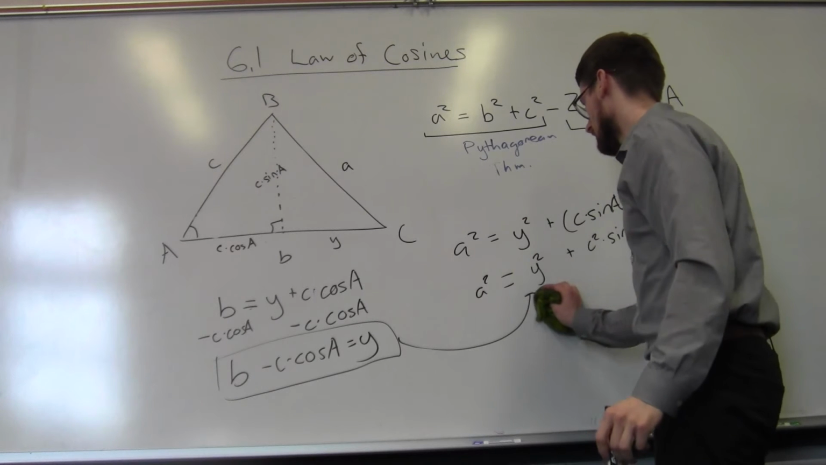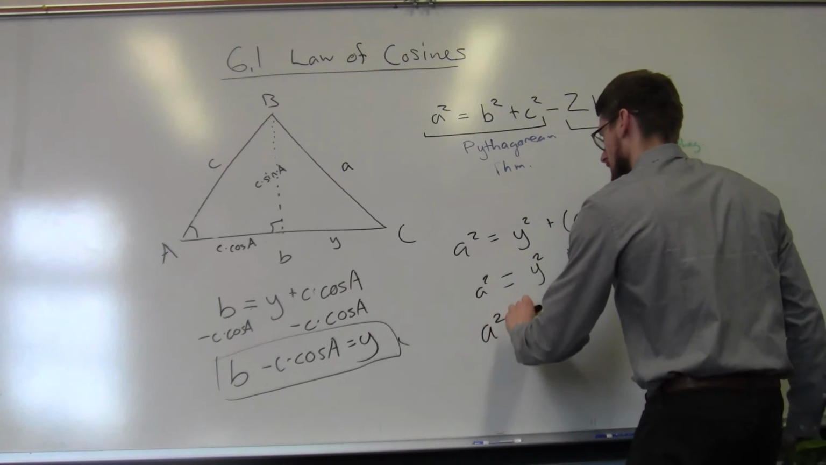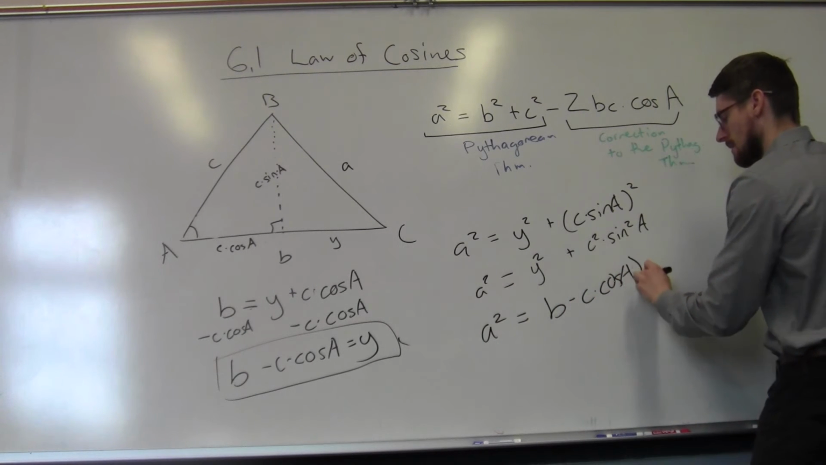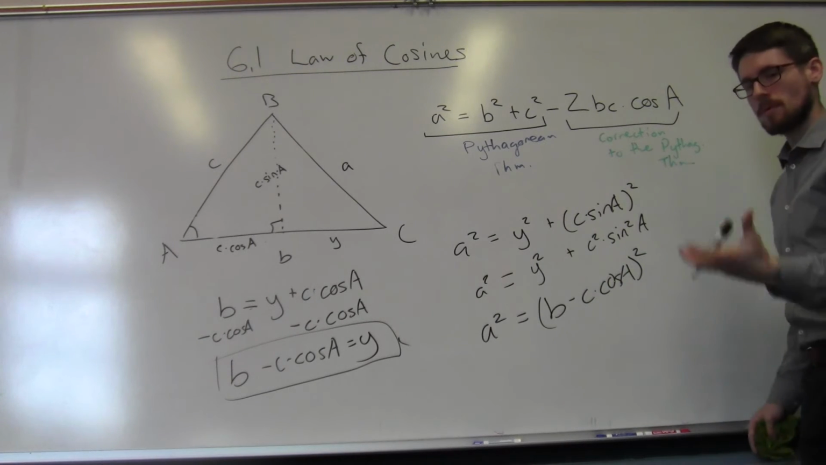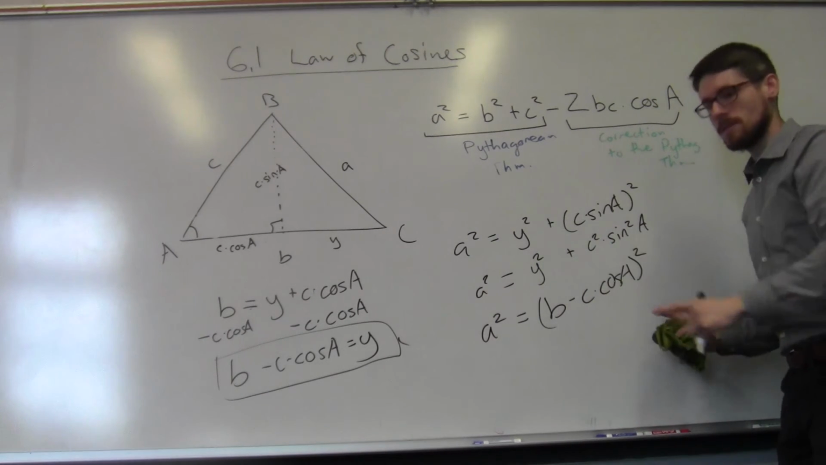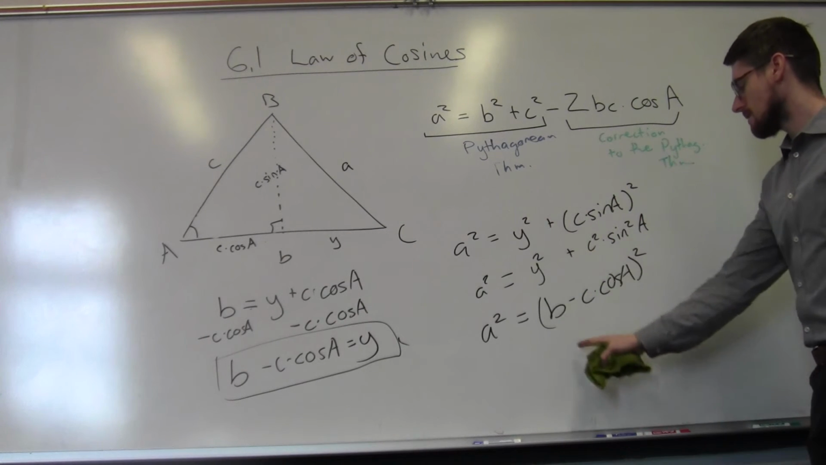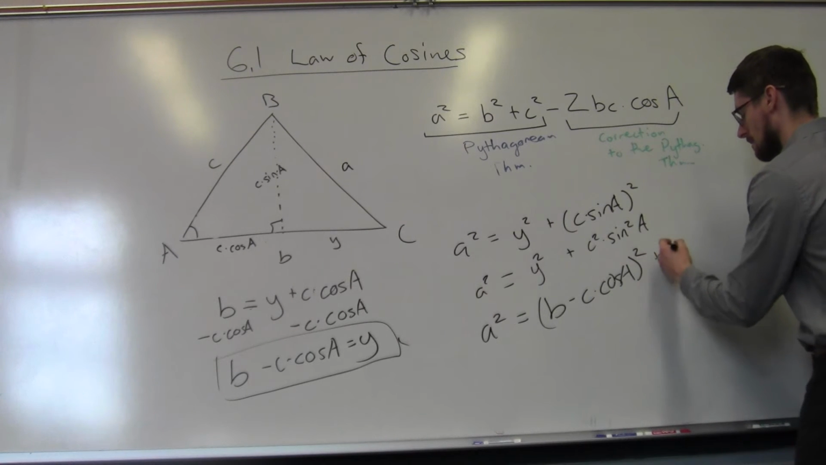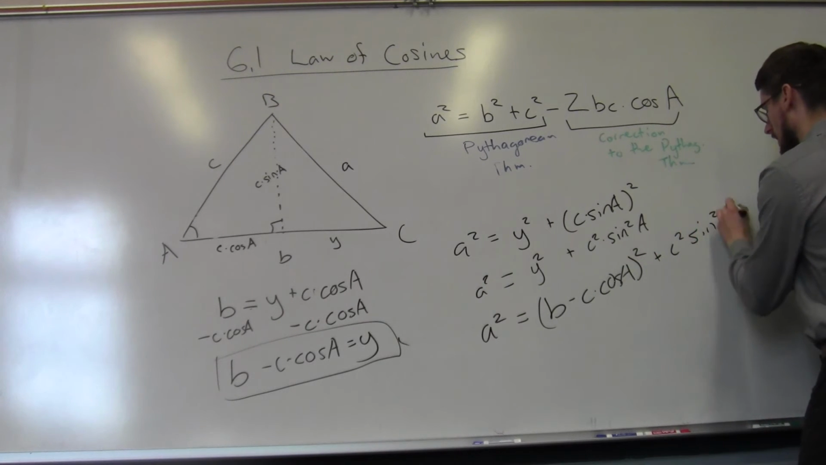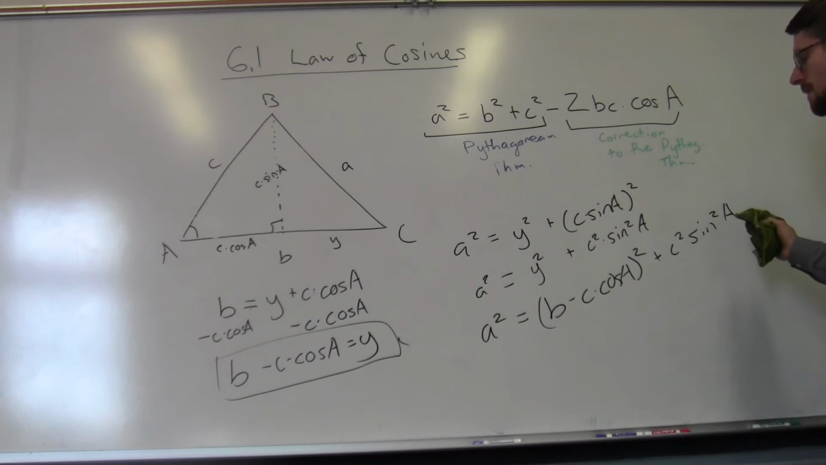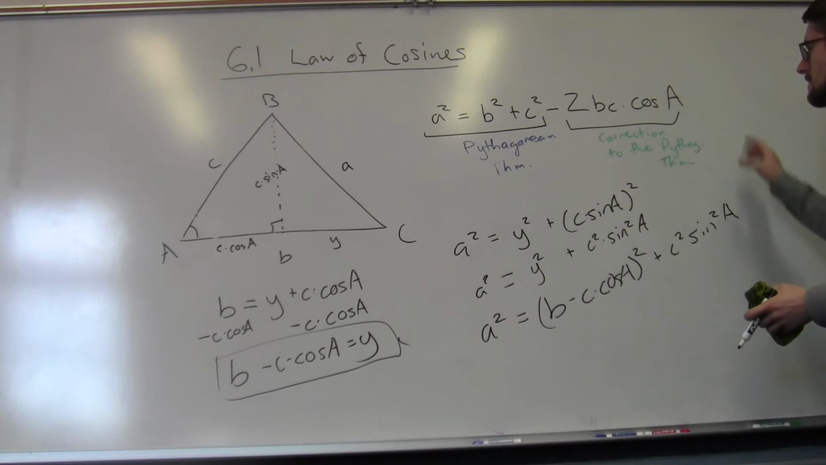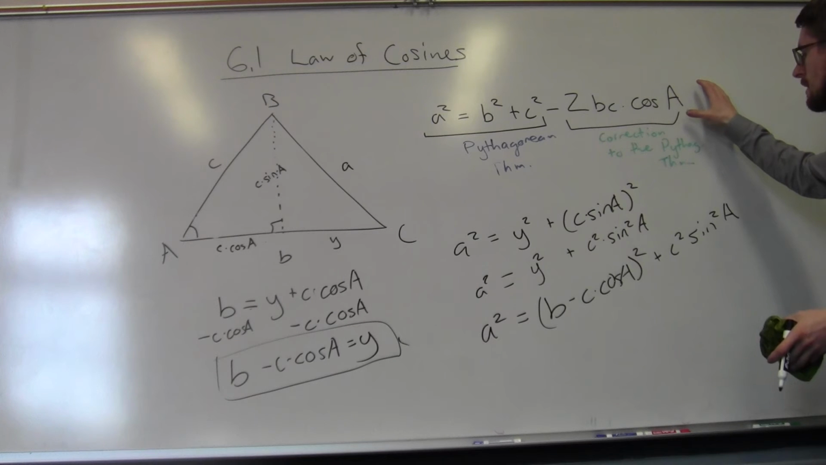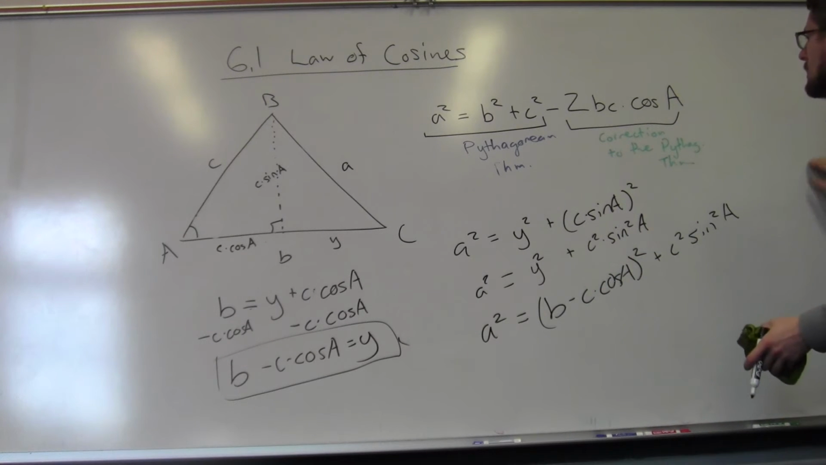So what do we get when we do that? We're going to get a squared equals b minus C cosine A squared, all in parentheses. Remember, whenever you make a substitution, use parentheses so that you don't forget that this entire difference is being squared. Plus C squared sine squared A. Well, we're close. We're very close. This expression has no sine squareds in it, but I see a cosine A. So how might I get from here up to this statement?